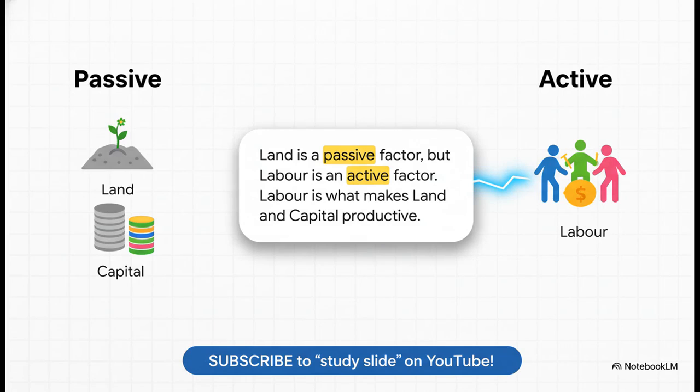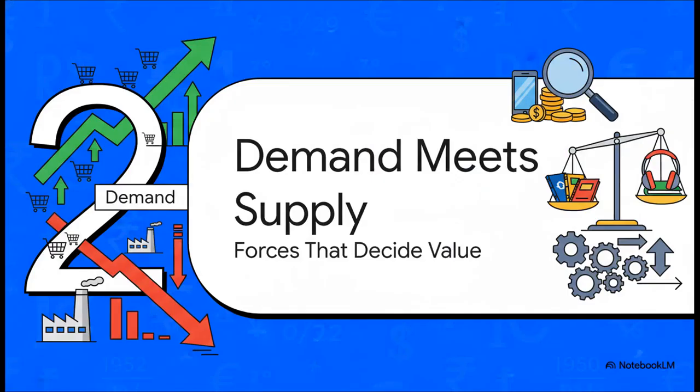Okay, now this is a really key concept. Land is what we call a passive factor. Same with capital. I mean, think about it. A field or a machine just sits there, right? It can't do anything by itself. It needs an active factor, and that's labor. Human effort is the spark that makes land and capital actually productive. Without it, nothing happens.